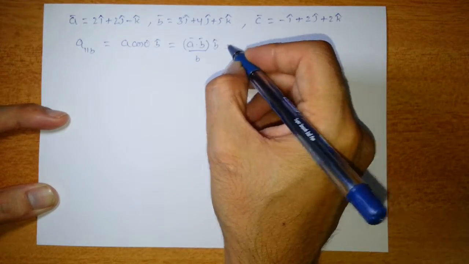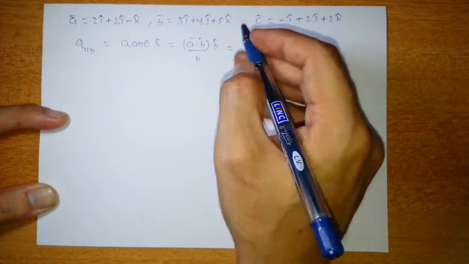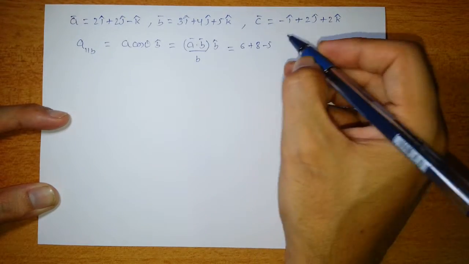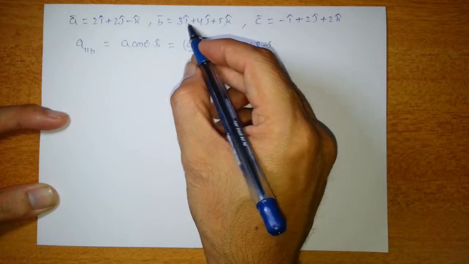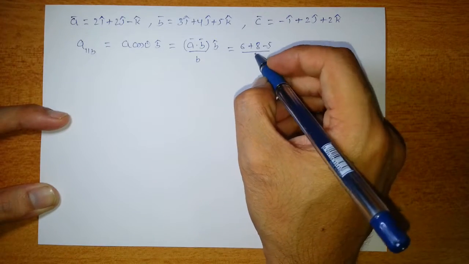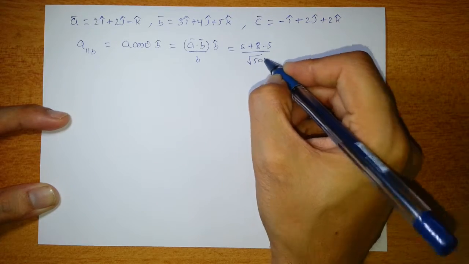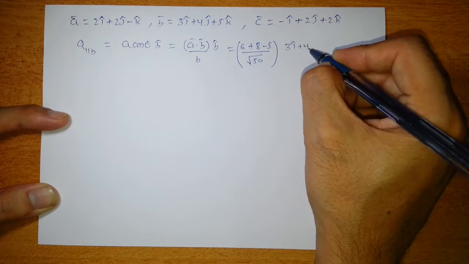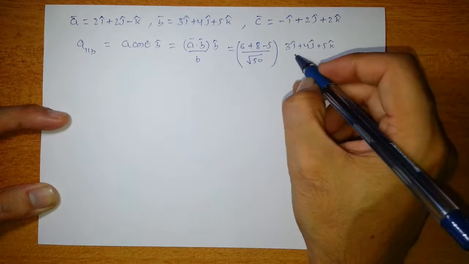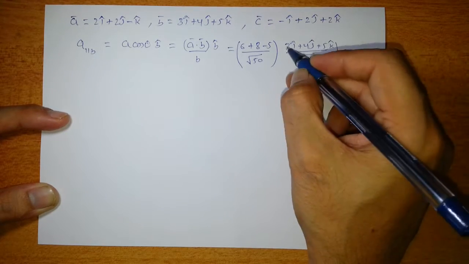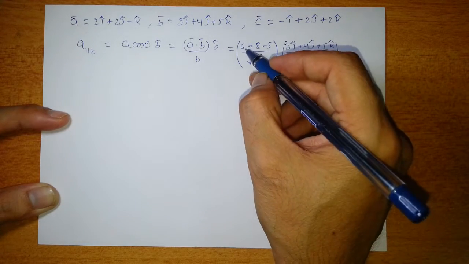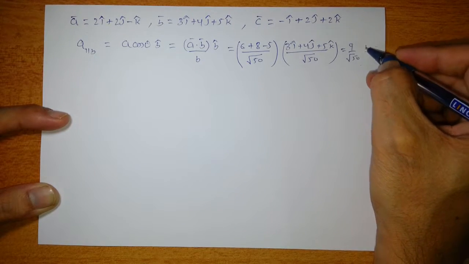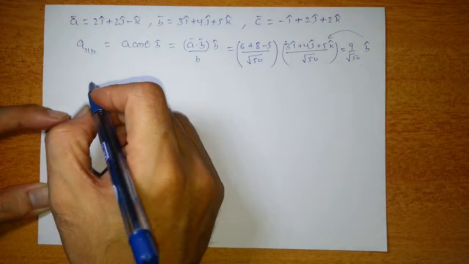It is B cap. So by taking the dot product of A and B, we get 3 into 2, 6, plus 12, 8 plus 5 into minus 1, which is minus 5. The magnitude of B is nothing but 3 square, 4 square plus 5 square, root of that comes out to be root of 50. So this is a unit vector, which is (3i plus 4j plus 5k) by root 50. So we get the component of A parallel to B, and this can be written as 9 by root 50 into B cap. This is B cap.